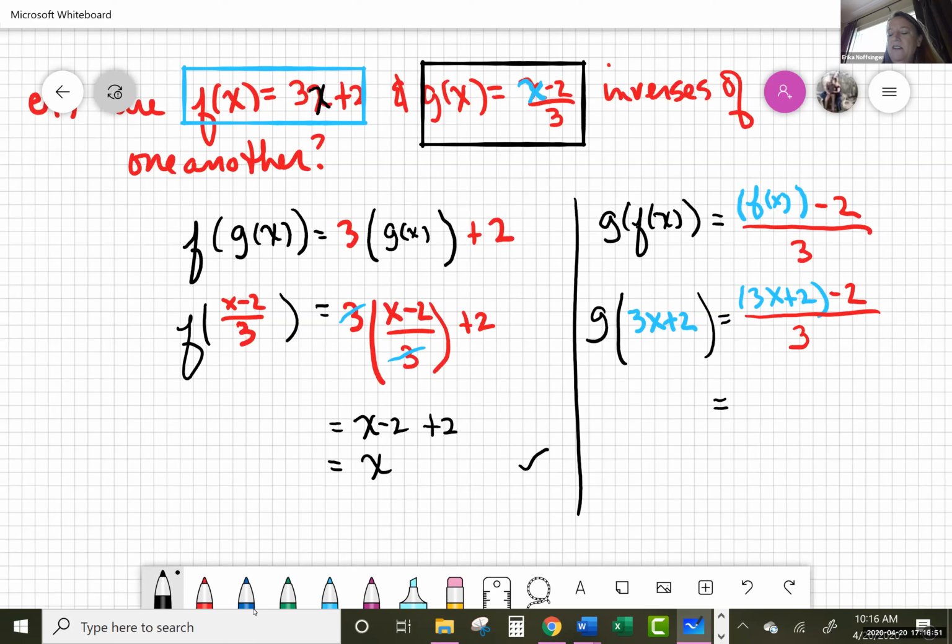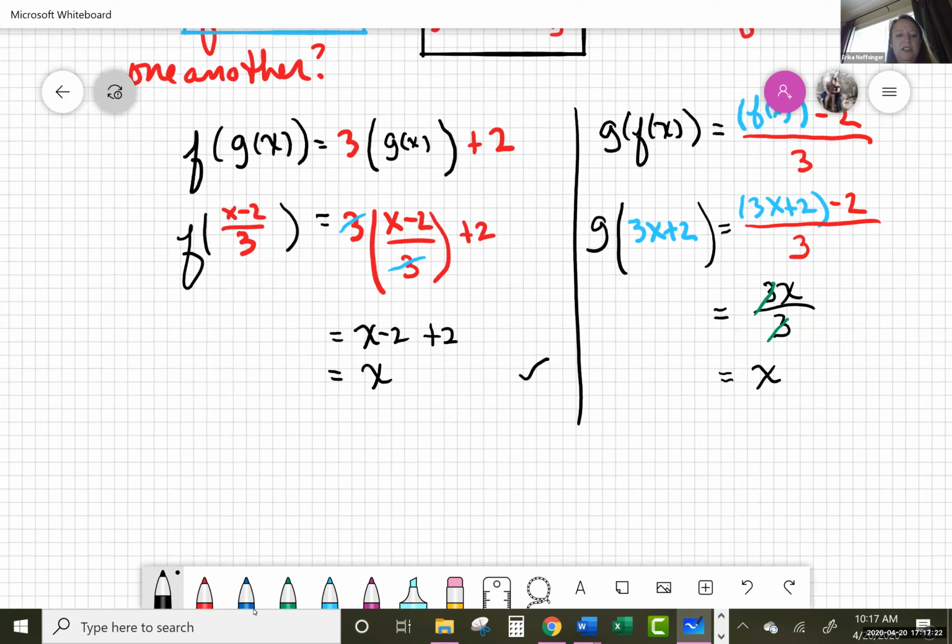So simplifying, I really don't need those parentheses around the 3x plus 2. And I notice I have a positive 2 minus 2, so that cancels. So we're left with 3x in the numerator, all over 3 in the denominator. And so because it's strictly multiplication in the numerator, I can cancel. The 3's go away, and I'm left with x. So since the composition of the functions going both ways are equal to x, they're inverses of one another.